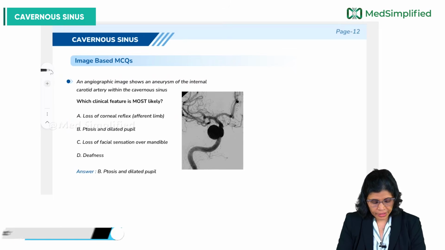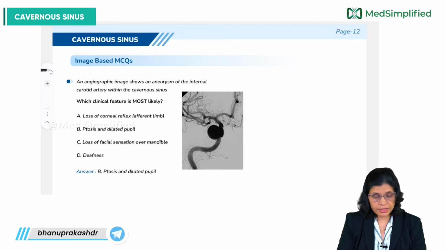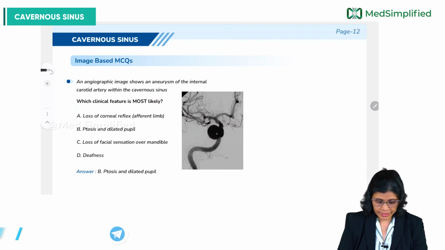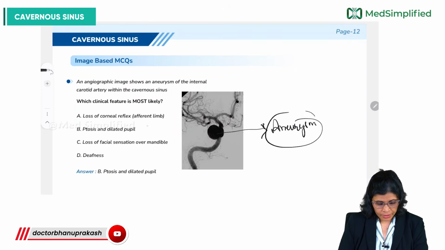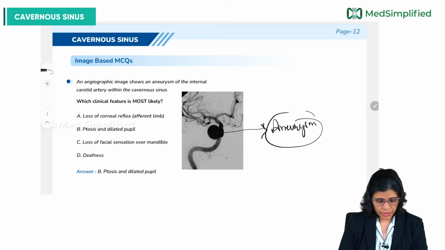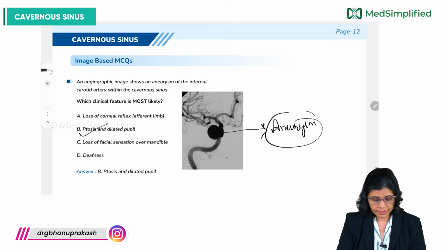Then an angiographic image shows an aneurysm of the internal carotid artery within the cavernous sinus. Which clinical feature is most likely? So this cavernous sinus, so this is the aneurysm here. So what can happen here? Loss of corneal reflex, ptosis and dilated pupil, loss of facial sensation over the mandible, deafness. So among these choices, the B, ptosis and dilated pupil, will be the right choice.